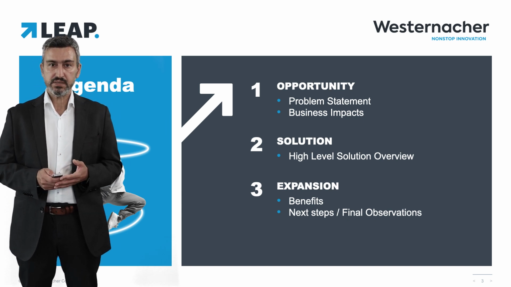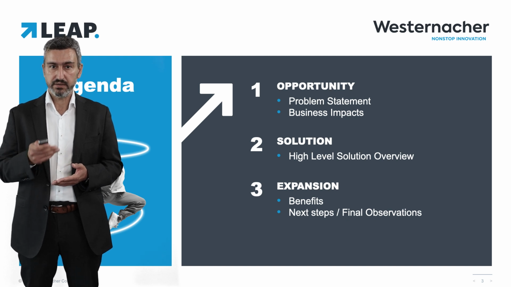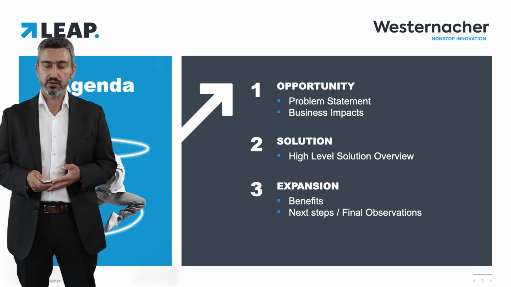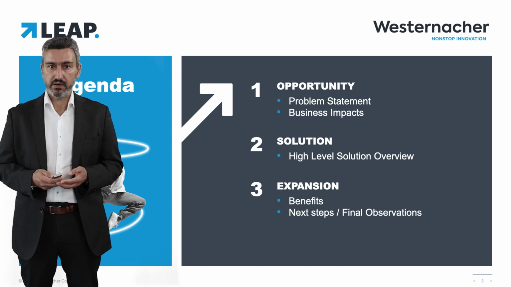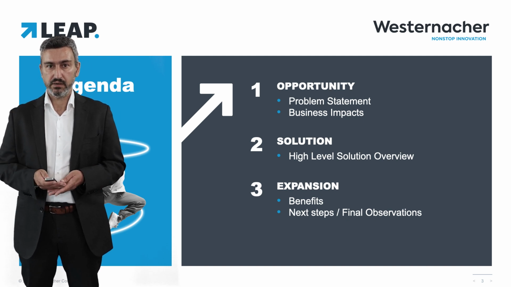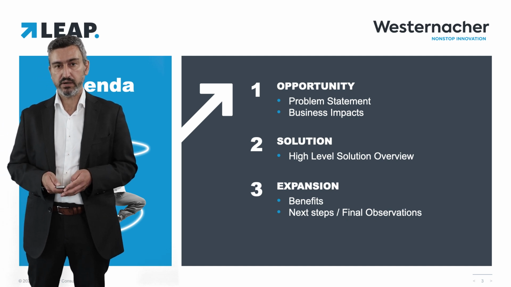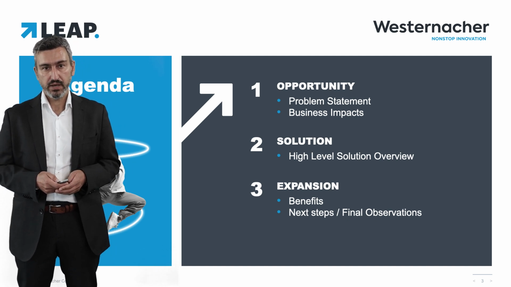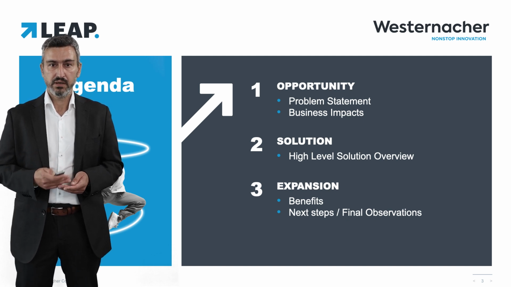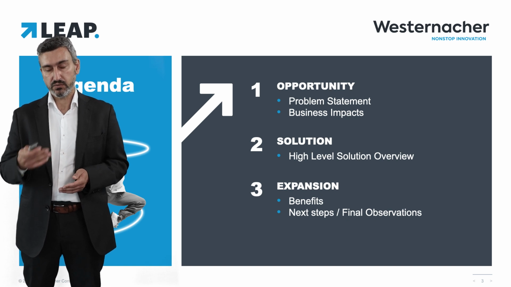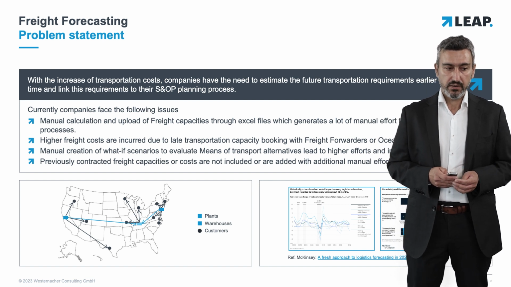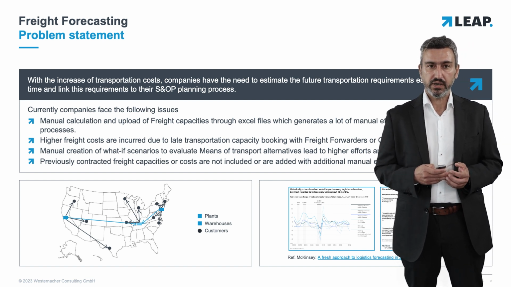We will go through first identifying the current situation and what the challenges are that businesses have with their current solutions. We will then see a solution we have implemented in our Westernacher system landscape, and then we will go through the benefits that the solution can bring and identify additional things that could be done within the same solution. So, how is freight capacity planning done in most of our customers?